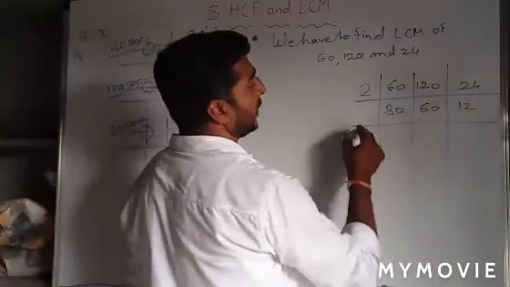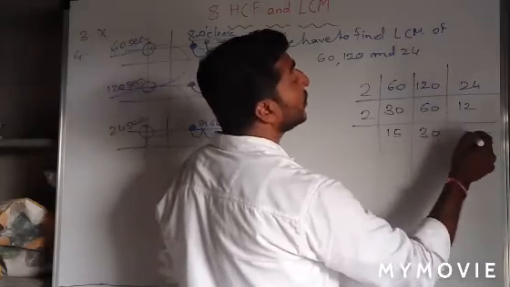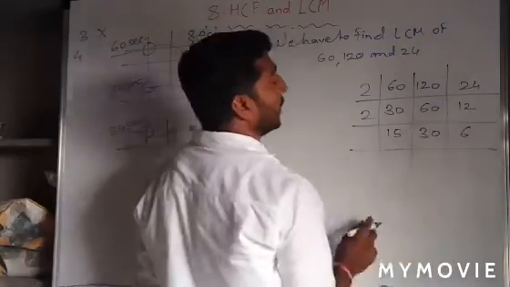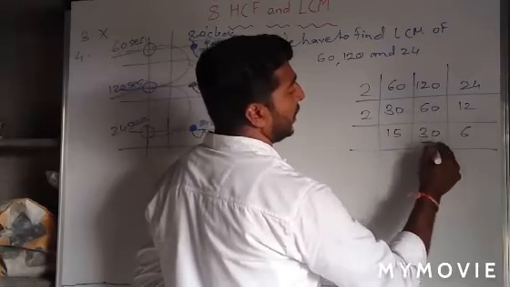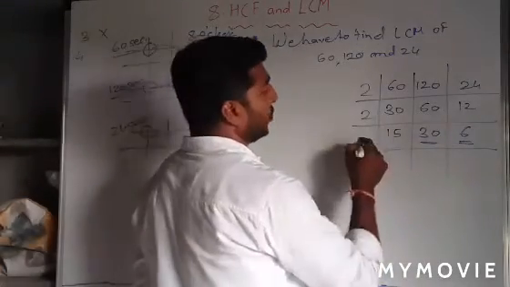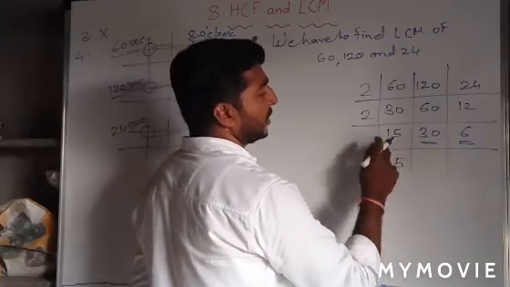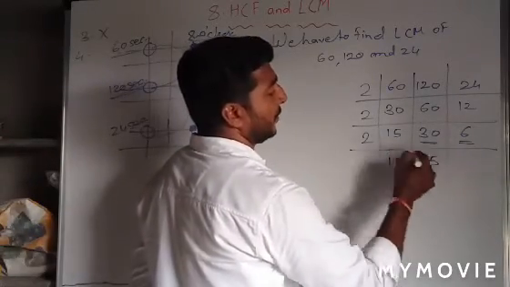Then again these are divisible by 2. So take 2, 2 15s are 30, 2 30s are 60 and 2 6s are 12. Now here you can see, out of these three numbers 30 and 6 fall in the same table, that is 2. So take this 15 as it is, because this 15 is not divisible by 2. So take 2. This number is divisible by 2, it will be 15.